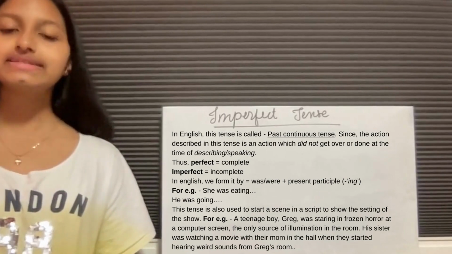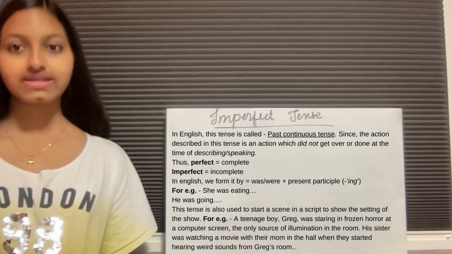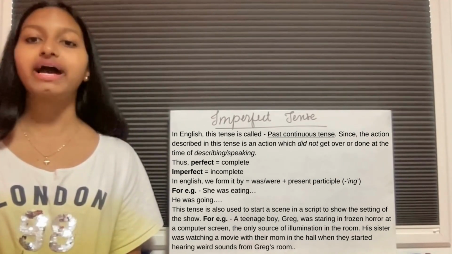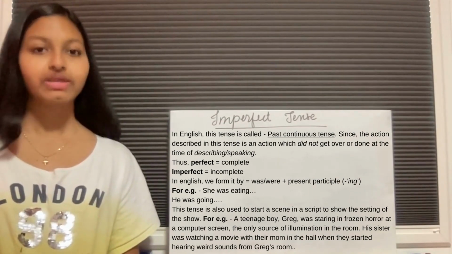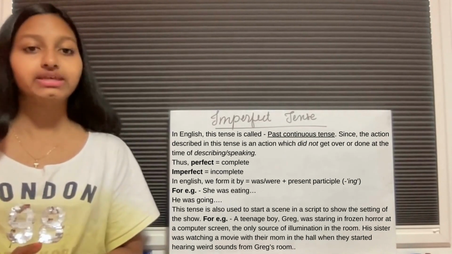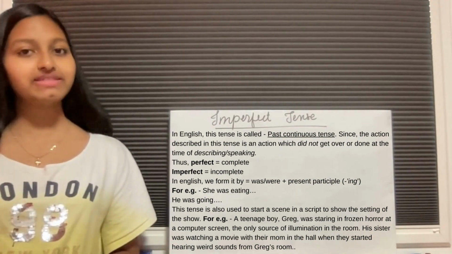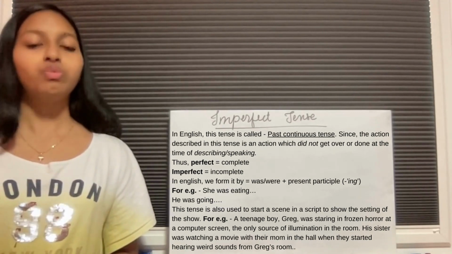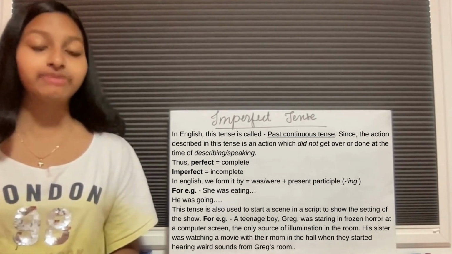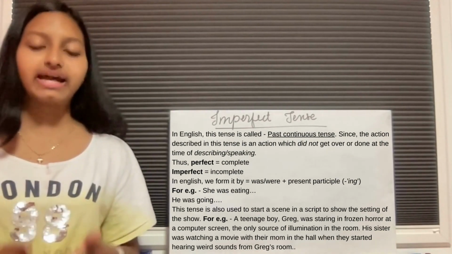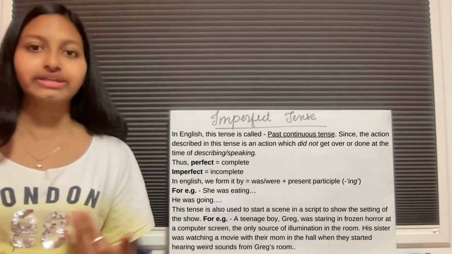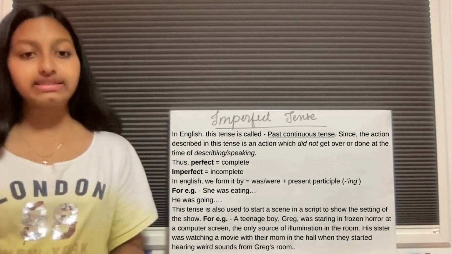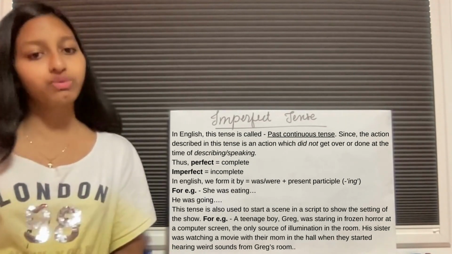In English, this tense is called the past continuous tense, since the action described in this tense is an action which should not be over or done at the time of describing or speaking. Thus, perfect means complete, and it's quite obvious what imperfect means now. It means incomplete. In English, we form it by was or were plus the present participle. The present participle would be the ing ending, so like go, it will be going, or eat, eating. So for example, she was eating, he was going.